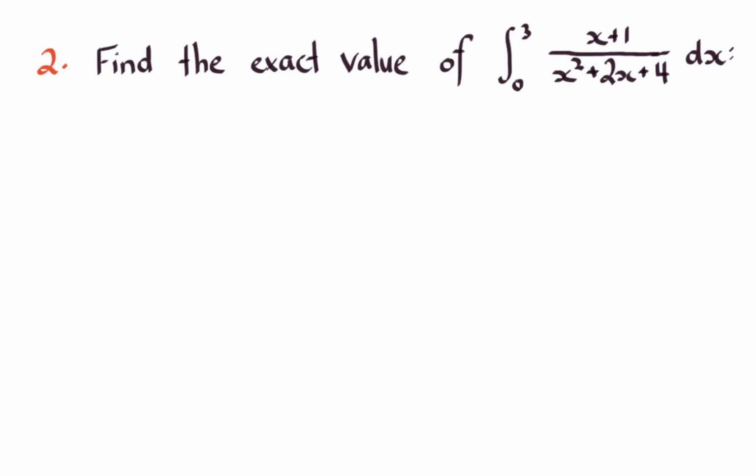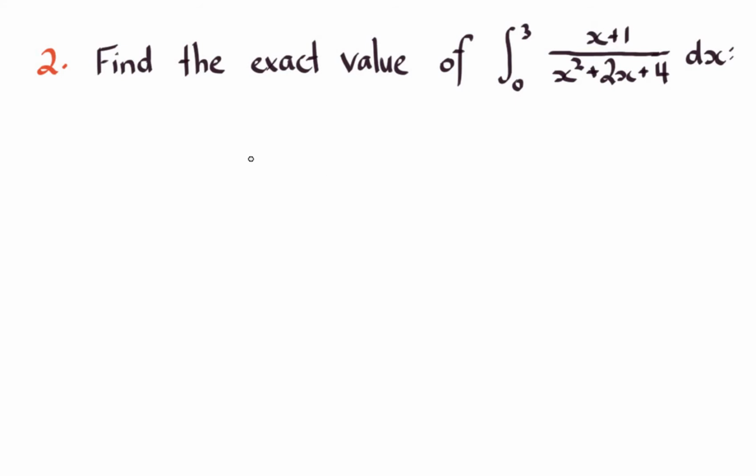Find the exact value of the integral. Okay, now we've got x plus 1 on the top over x squared plus 2x plus 4. And once again, this is a definite integral. So the first thing we need to do when we look at an integral like this is say, okay, it's a fraction, and what I've got on the bottom is a quadratic, right? Highest power is 2, and what I've got on the top is a linear function. So this should give us a clue.